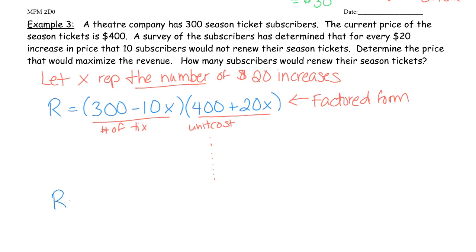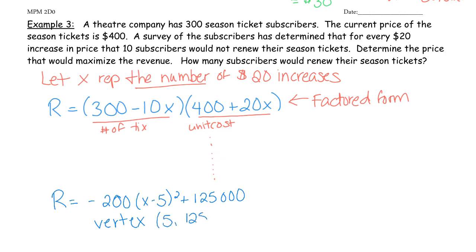Okay, so you should have been able to come up with an equation where revenue is equal to negative 200 (x minus 5) squared plus 125,000. Okay, so our vertex here is (5, 125,000). Okay, that also means that we are going to have 5 changes. Okay, so 5 $20 increases. And it means that this is our maximum revenue.